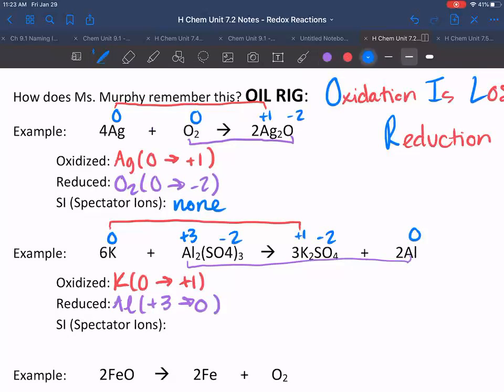Do we have any spectator ions? SO4. Spectator ions are in the chemical reaction, but they don't get oxidized or reduced. Looking at the charges, SO4 remains at a -2 charge on both sides of the reaction. Therefore, it couldn't have participated.